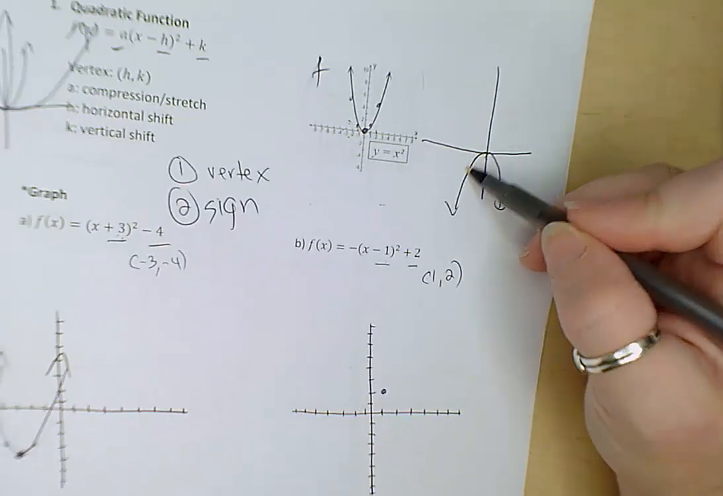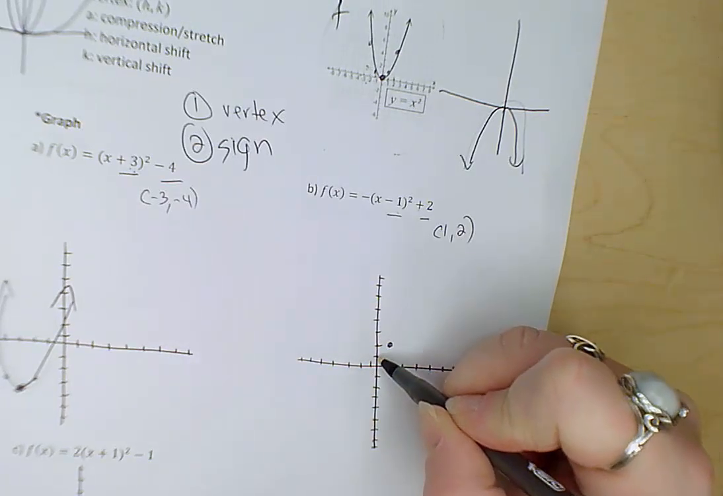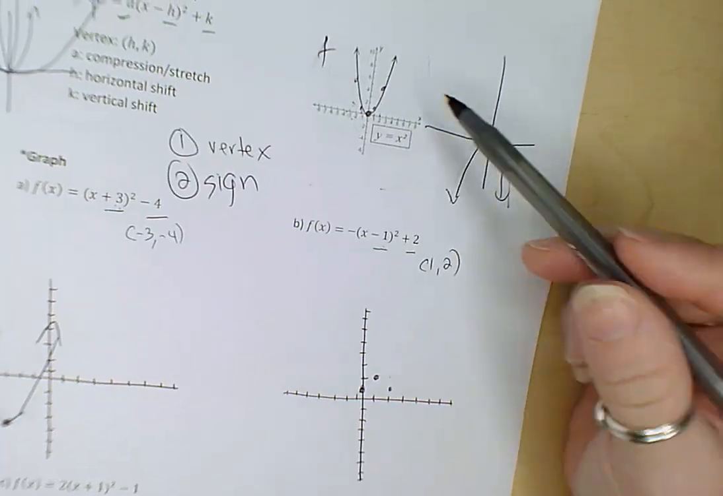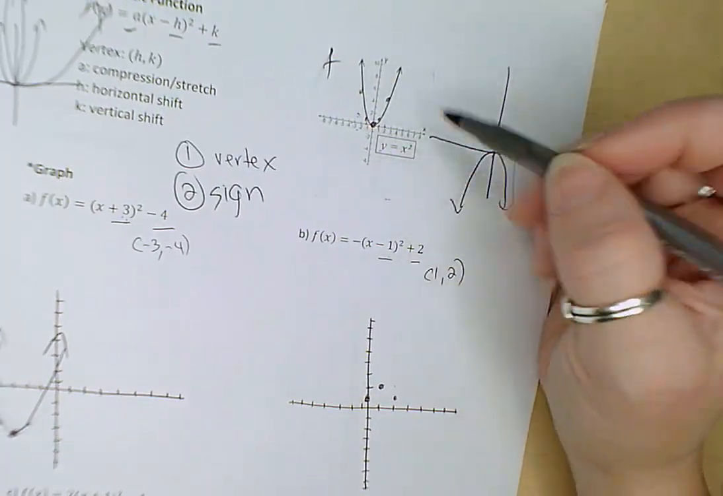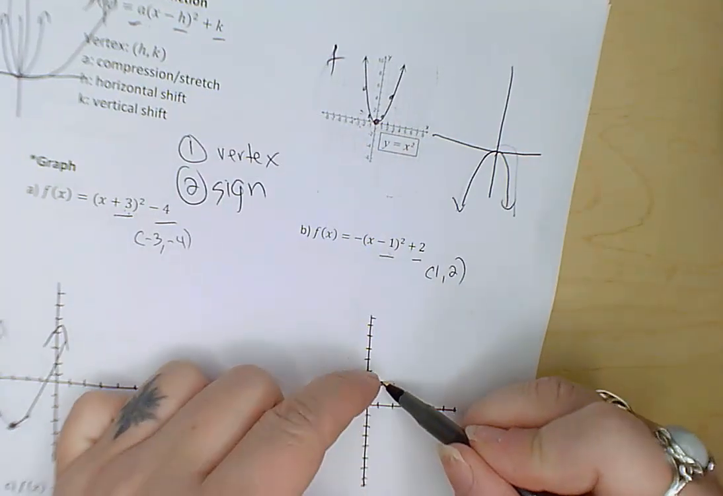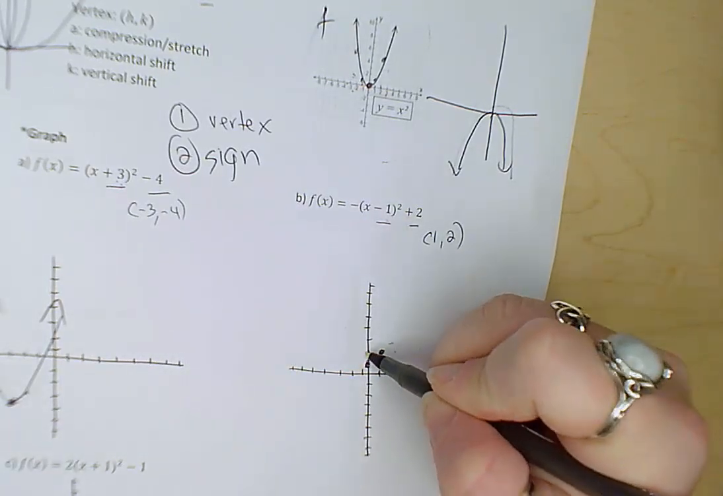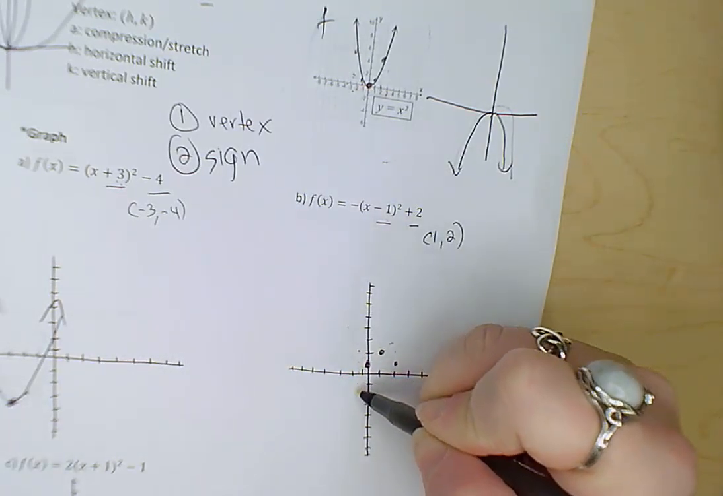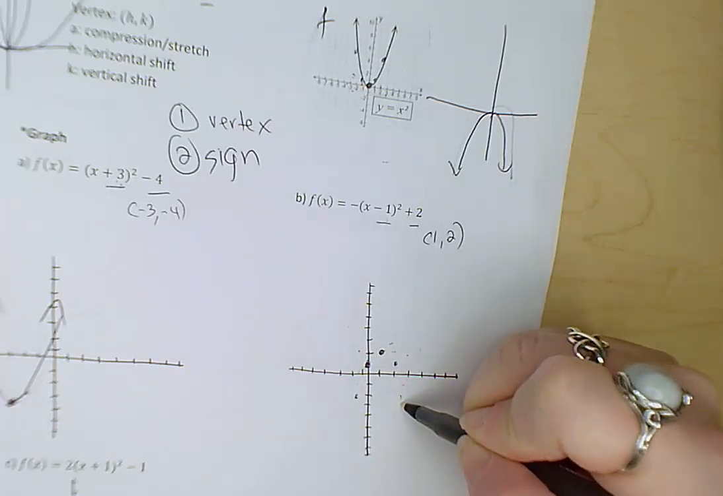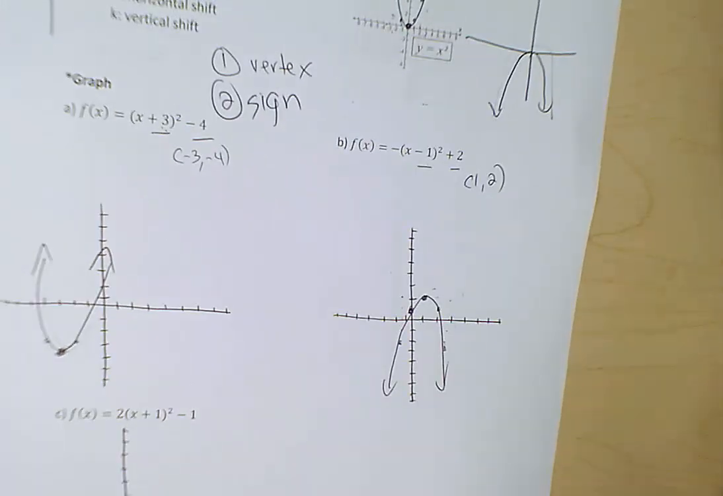Then look at your sign. This is negative, so I need to be following this downward movement. Over 1, down 1. Over 1, down 1 from there. Again, the same points as our parent function. From your vertex, out 1, over 1 in each direction. I can also go out 2, down 4 if I want to. Out 2, down 4.